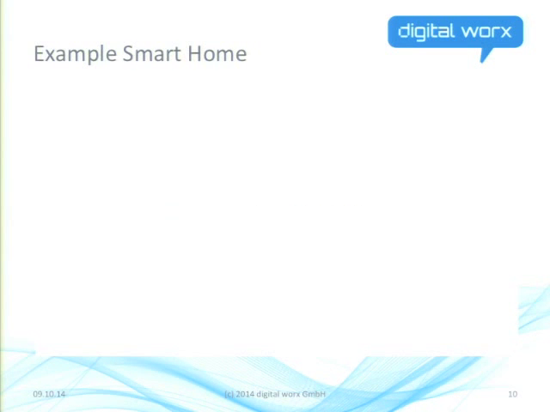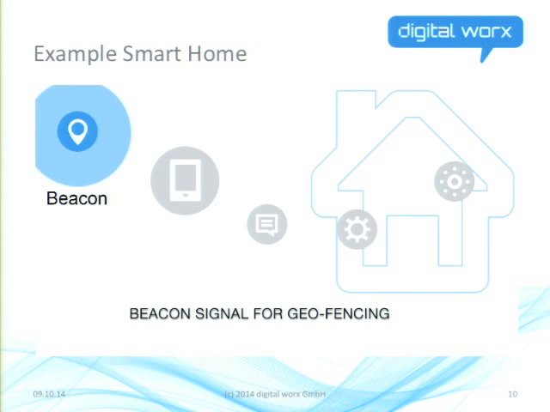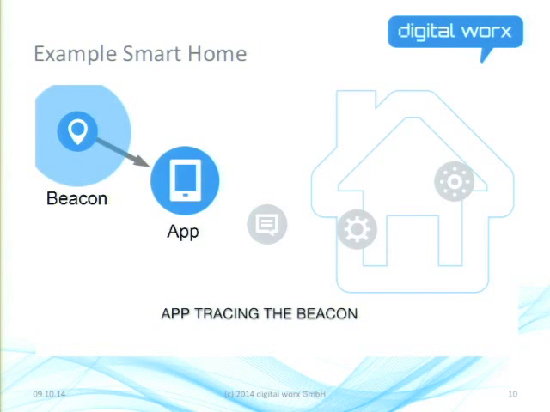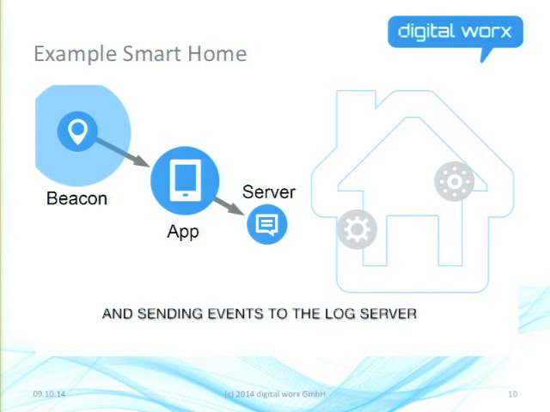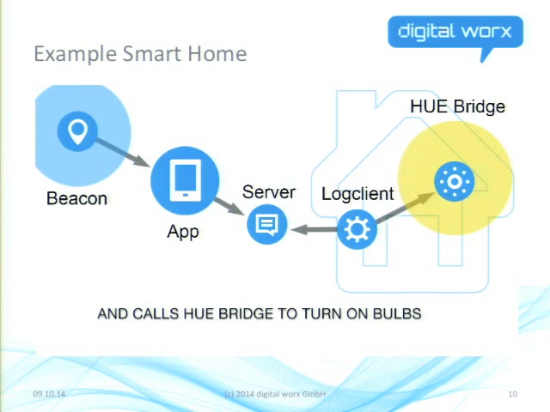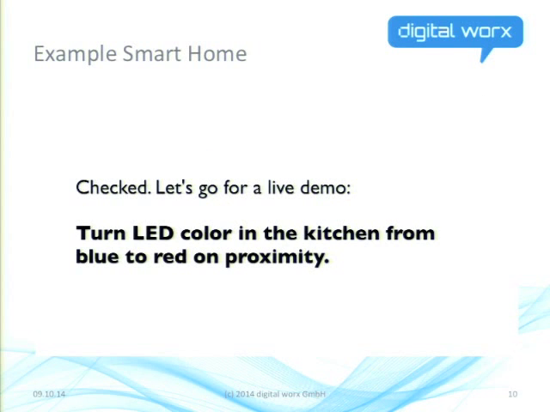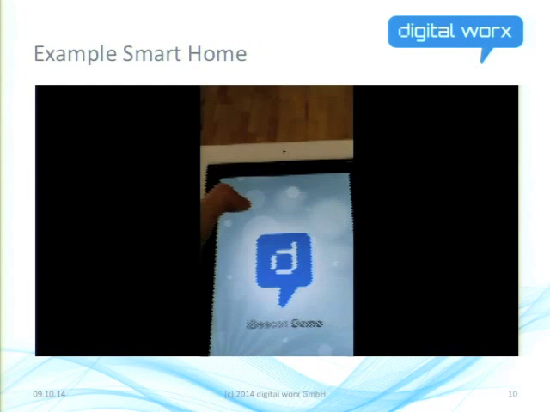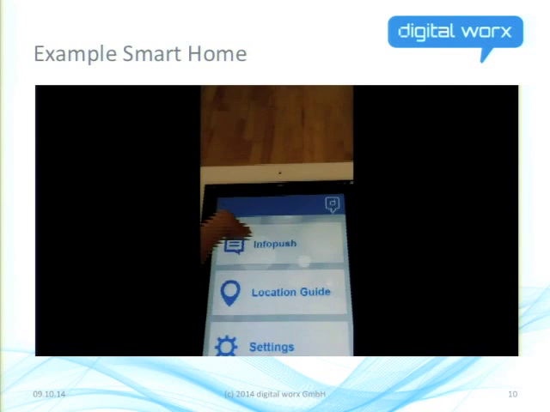So if you stick all the things together, you get a situation where you have a beacon placed, you have an app which is tracing the beacon. If there is an event, it will just send its command to the server. This will go to the client of the smart home, and the client of the smart home will connect to the lighting system. And this is a very rough demo I just did for that, so we don't mind if it's not very professional, but this is hacking stuff.